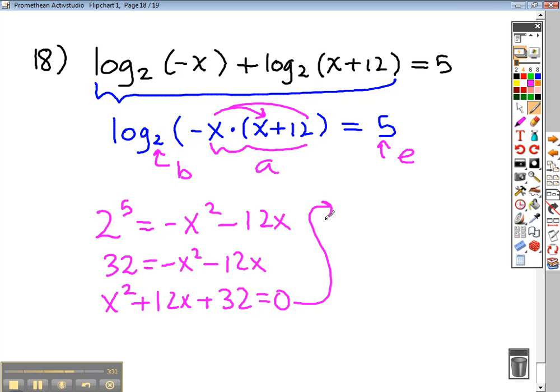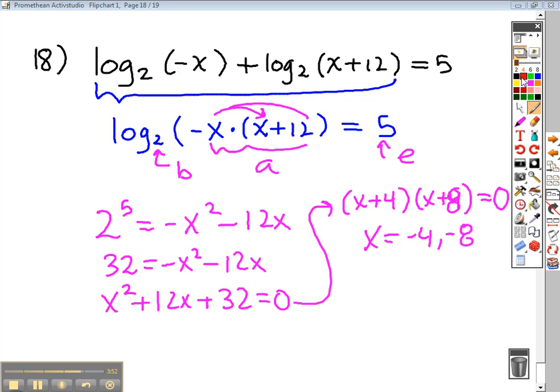Okay? In this case, you can use the quadratic equation, or you can factor. It factors to x plus 4 equals 0, or x plus 8, sorry, equals 0. And you'll get x equals negative 4 and negative 8. Keep in mind, you have to check for extraneous solutions. You have to plug them in. And one thing you cannot have is a negative inside the log. So let me check. I think they both work.